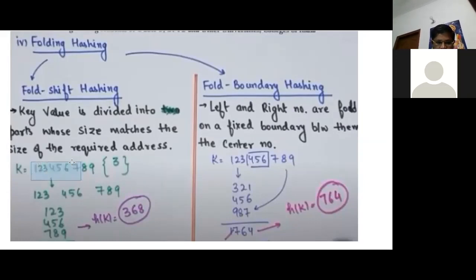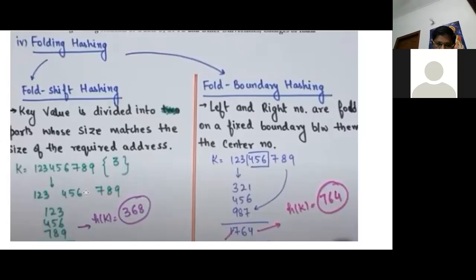Suppose the key value given is 1, 2, 3, 4, 5, 6, 7, 8, 9. This is the key value that is given, and the size is 3, which is also given. So what you have to do is divide this key according to the size. The size is 3 and the total length of the key is 9, which means you are able to divide it into 3 parts. The first part is 1, 2, 3, the second part is 4, 5, 6 and the third part is 7, 8, 9.